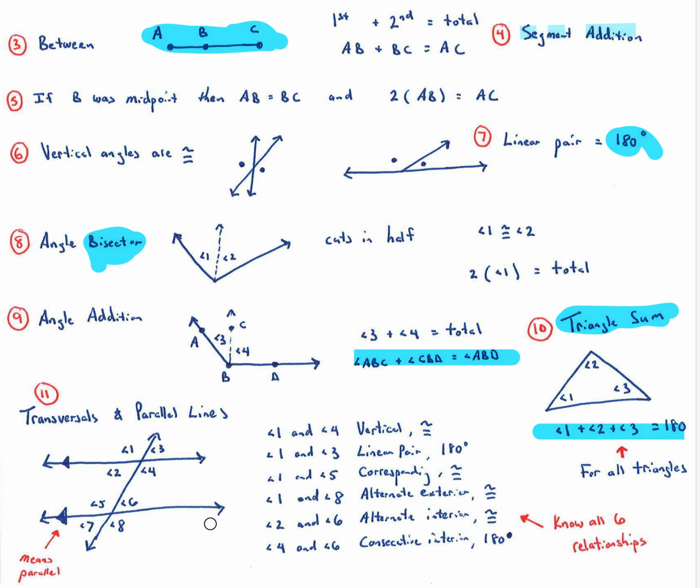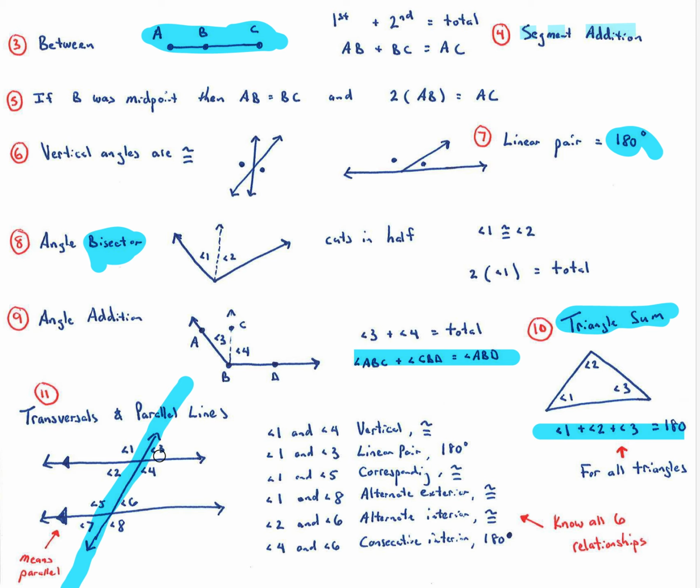And then lastly, when we have a transversal and parallel lines, this line here, that guy, that's the transversal, and then those are your parallel lines. These symbols mean parallel. And then we got to know all these 6 words. So for example, angle 1 and 4 are vertical. Angle 1 and 3, well, they form a line, so they're a linear pair. Vertical angles are congruent. Linear pairs are 180.